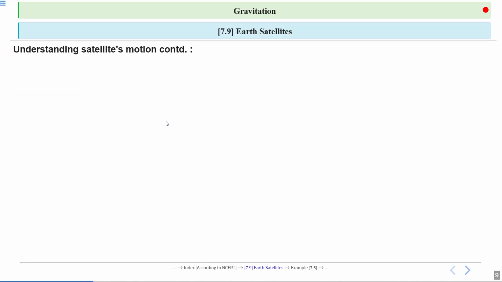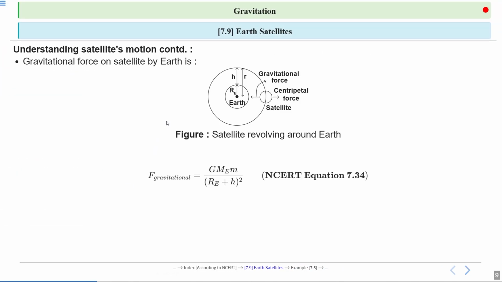Here we see the gravitational force on a satellite by Earth. This force is given by the equation F equals G Me m divided by (Re plus h) whole squared. In this equation, G is the gravitational constant, Me is the mass of the Earth, small m is the mass of the satellite, Re is the radius of the Earth, and h is the height of the satellite above Earth's surface.